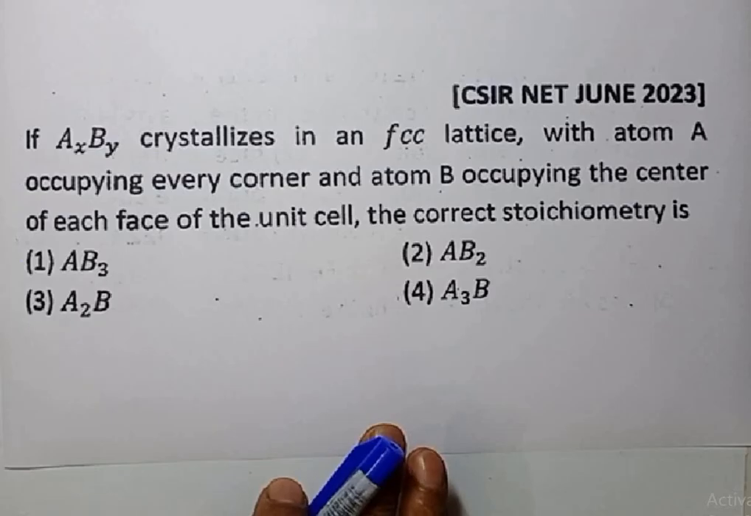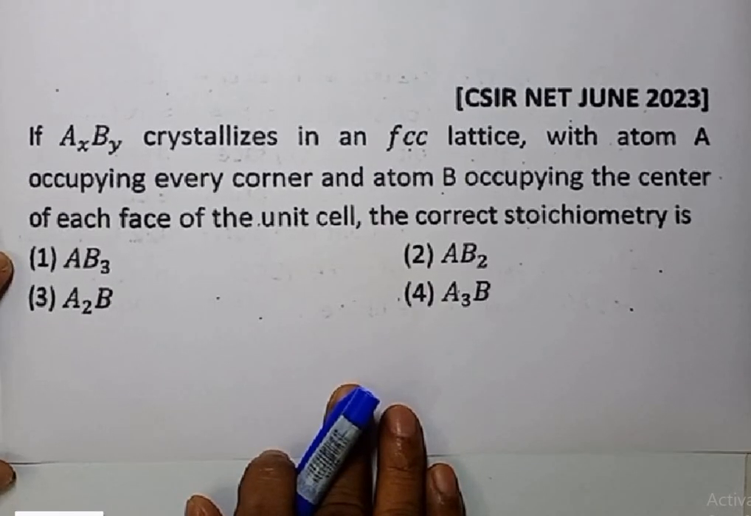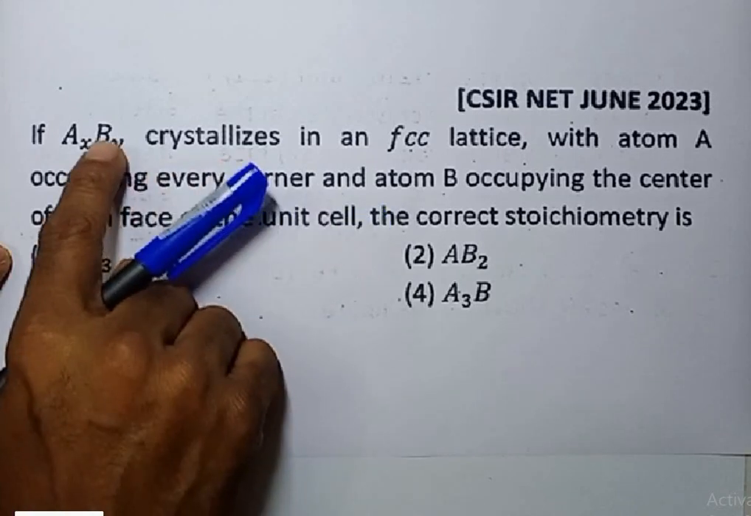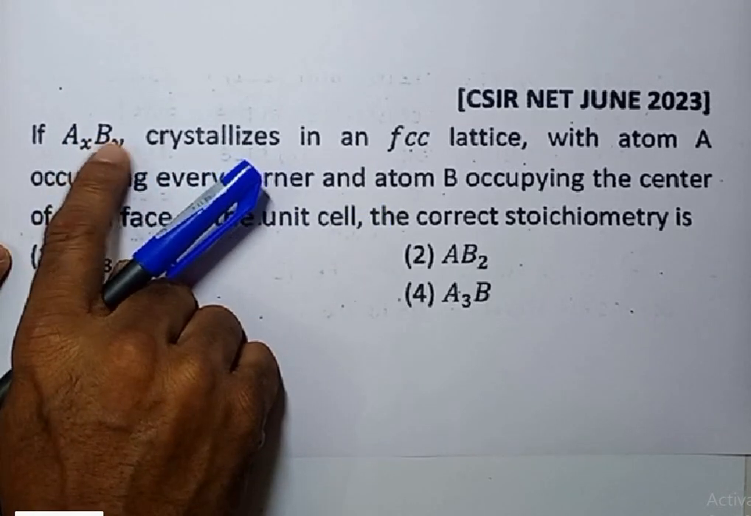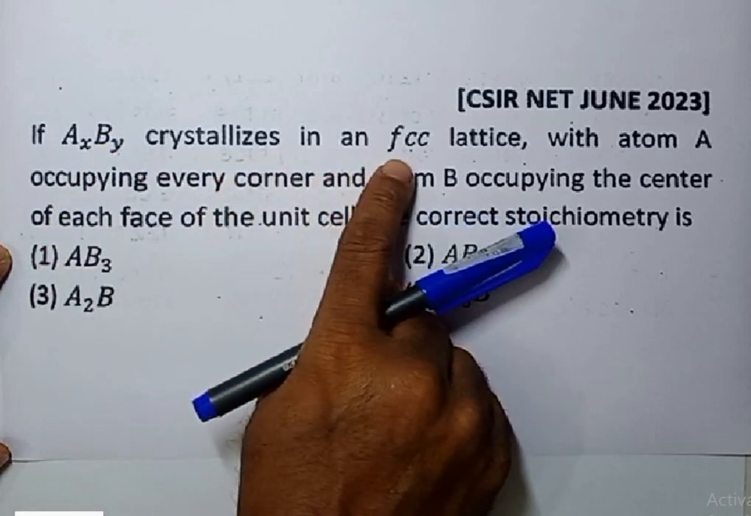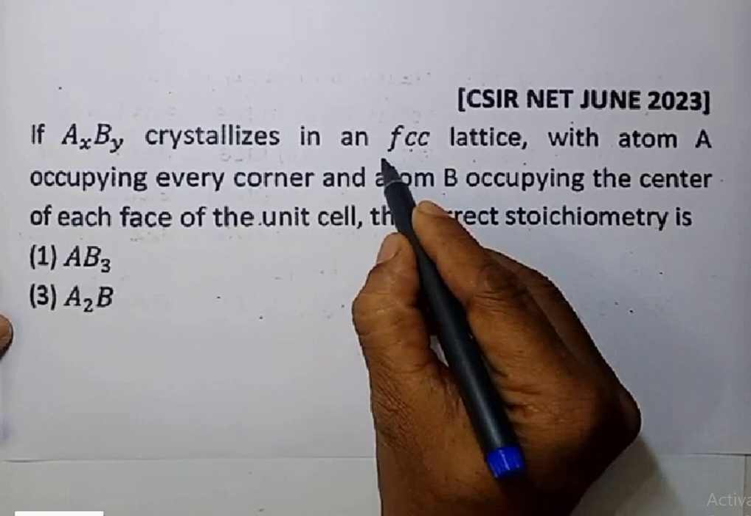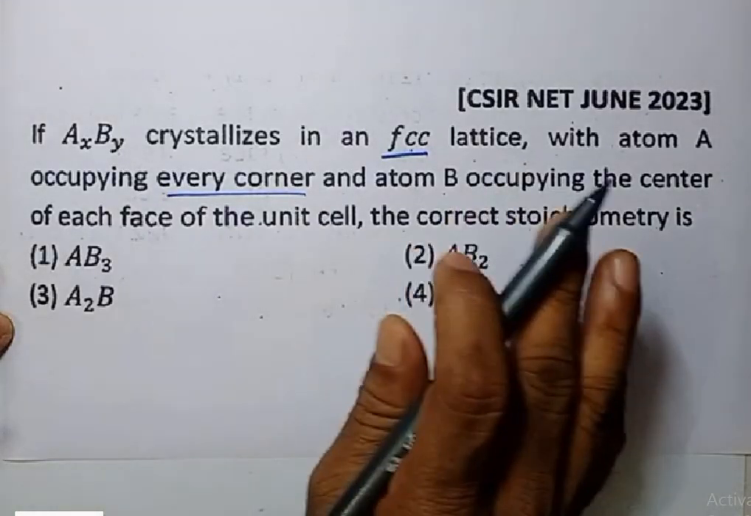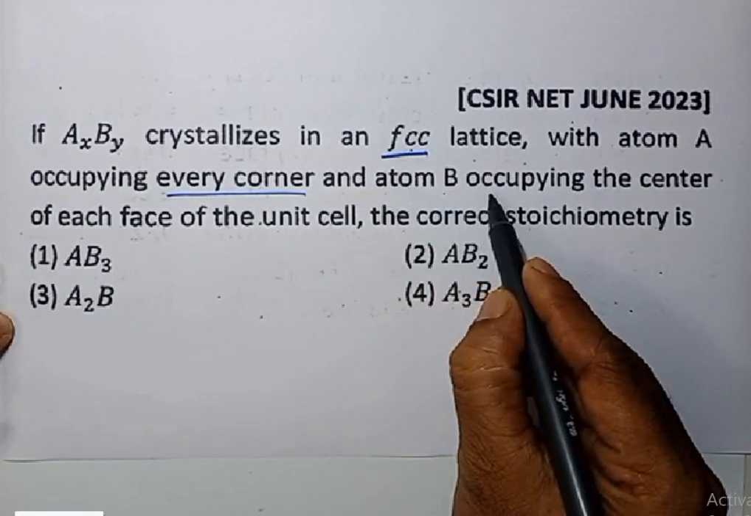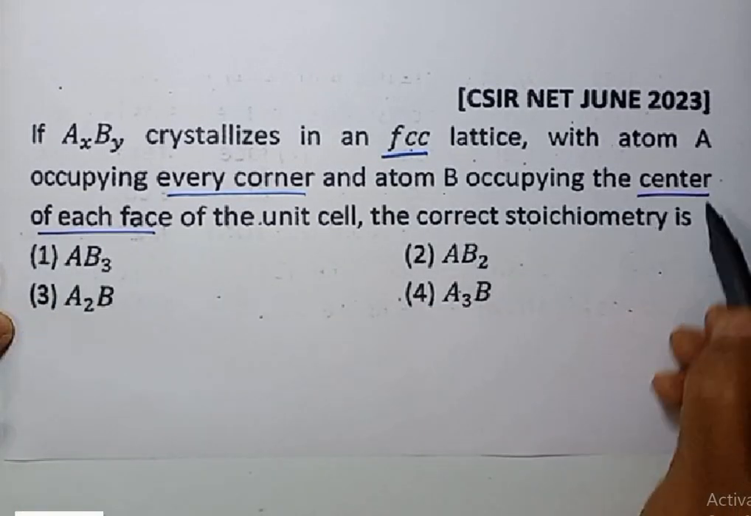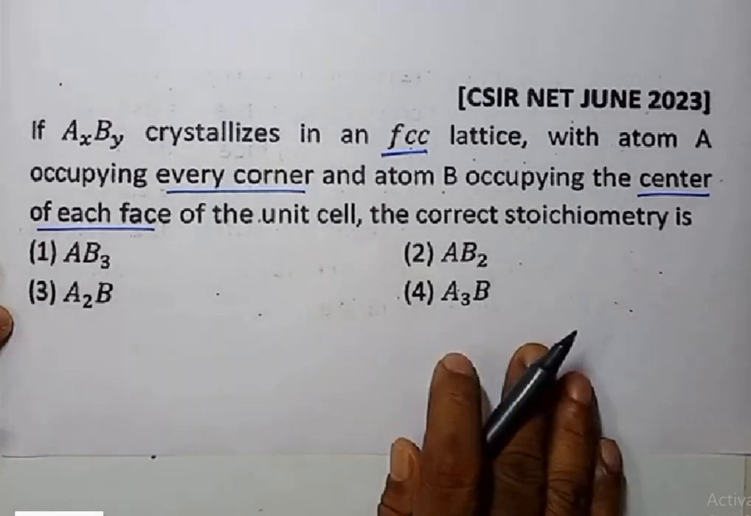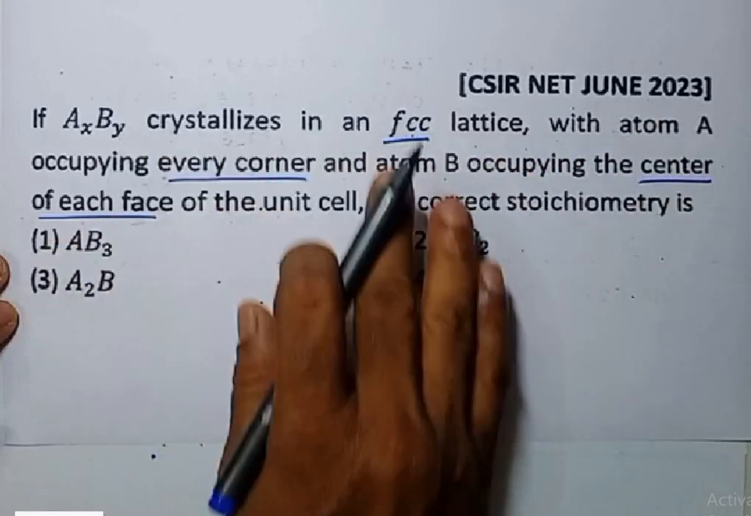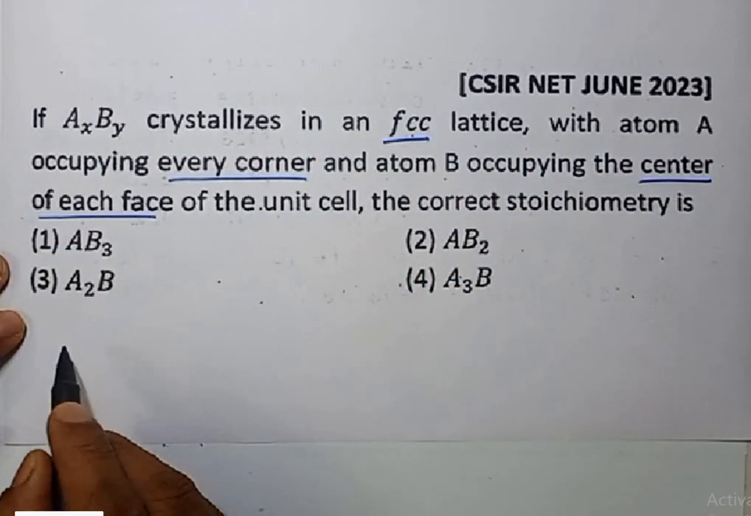Okay, take note. This question also appeared in 2023 June. If AXBY crystallizes, it is a solid made up of two different species A and B. It crystallizes in an FCC lattice. So again, the lattice is FCC, with the atom A occupying every corner, and atom B occupying the centers of each face of the unit cell, then the correct stoichiometry is. Okay, so here it's very clear, A atoms occupy all the corners. You know very well, in a cube there are 8 corners.